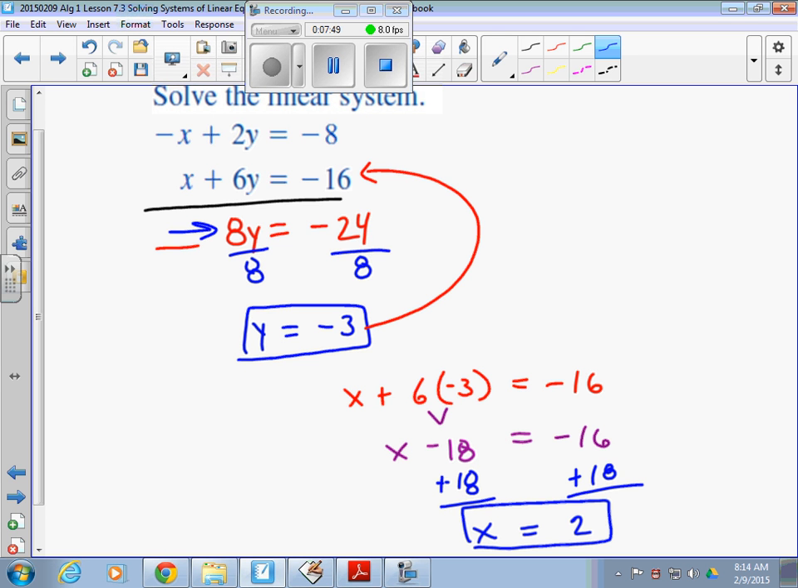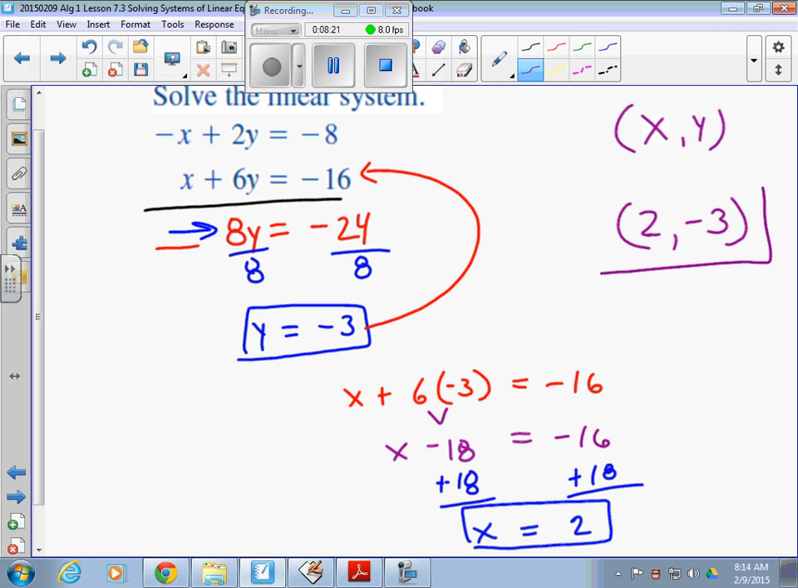So you have an x and a y value. Plug them both in to see if it's right. Negative x, negative 2 plus 2 times negative 3. That's going to be negative 2 minus 6. That is equal to negative 8. Do the same thing with the other equation. x's value is 2 plus 6 times negative 3 is negative 18. 2 plus negative 18 means 2 minus 18, which is equal to negative 16. You write this as an ordered pair, x comma y. You write it to say 2, negative 3. That's where they intersect each other.